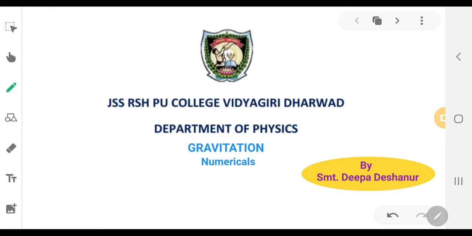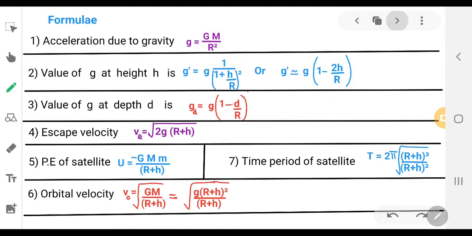Myself Srimati Deepa Deshnur. So in the gravitation topic, today we are going to see the numericals. Before going to the problems, we shall look at the formulas.